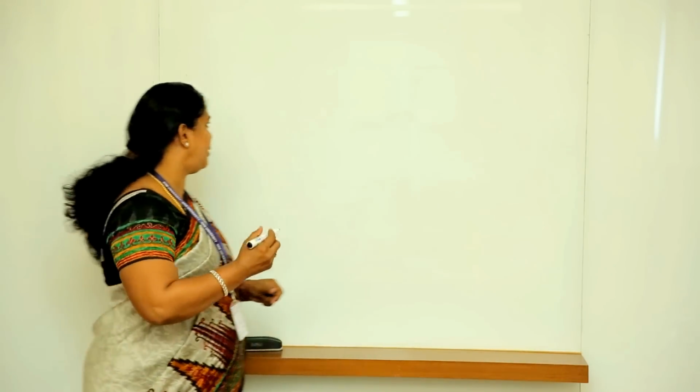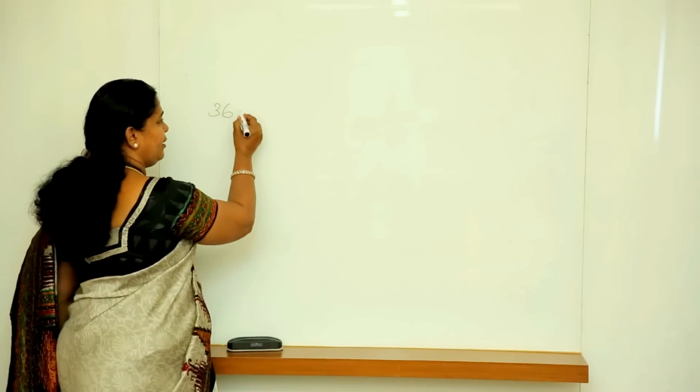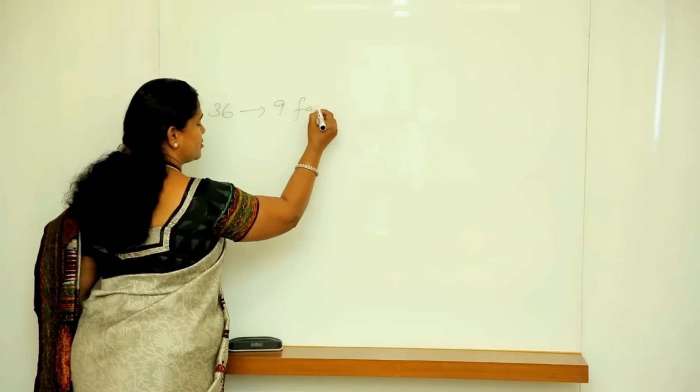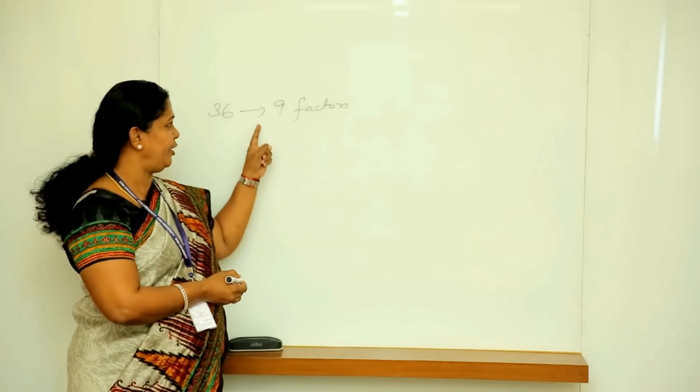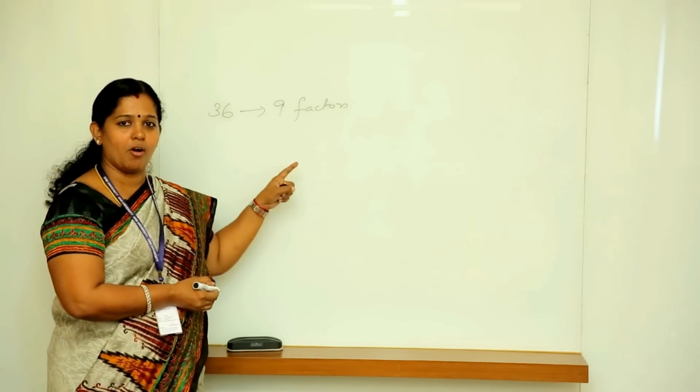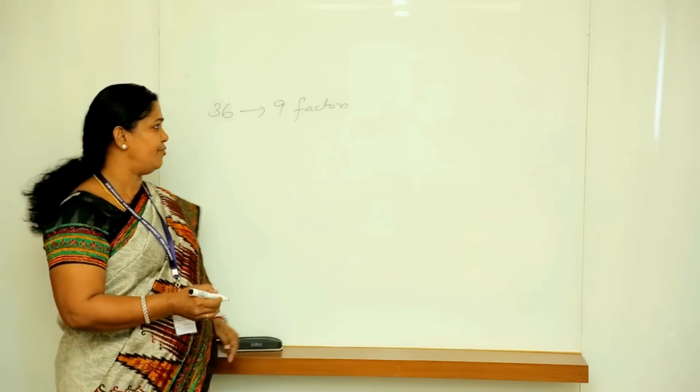Now we are going to see how to find the number of odd factors, the number of even factors, the sum of the odd factors and the sum of even factors for these numbers. Let me take the same example, 36. We just saw 36 had 9 factors. Now I am going to tell you how to find out of these 9, how many are odd, how many are even, and the sum of such odd factors and sum of even factors.